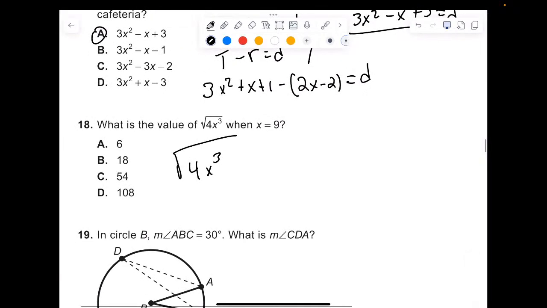4x cubed square rooted. 9 times 9 is 81, times 9 is 729. And then times 4 is 2,916. And then if you take the square root of that, you get 54.